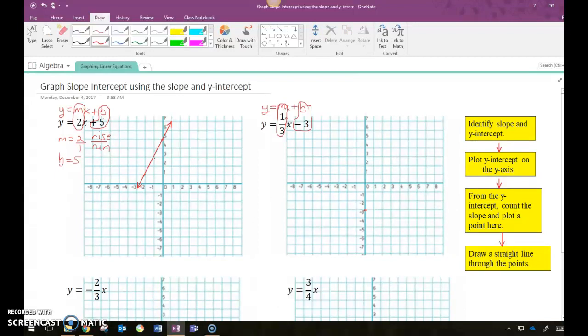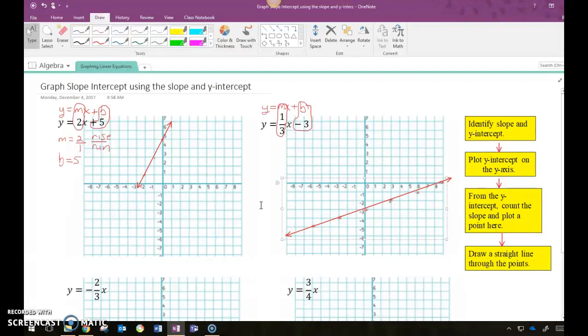Then I'll go up 1 space and over 3. The top number represents the rise, the up and down motion. The bottom number represents the horizontal motion. So I'll go up 1 space, over 1, 2, 3, and put a point. I go up 1 space, over 3, I can put another point, up 1 and over 3, I can put another point, and I could continue on out this way for as many points as I want. Okay, next I'll draw my line. So I'll start here at this point, and there's my line.